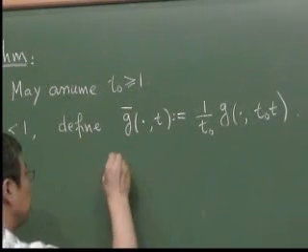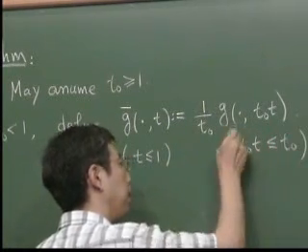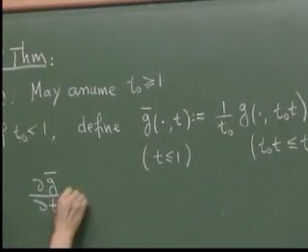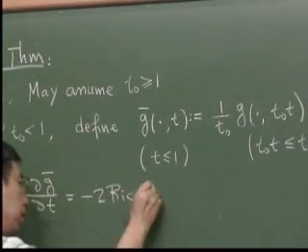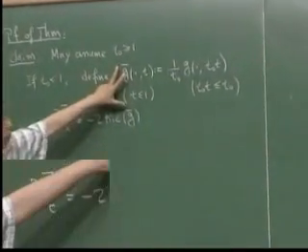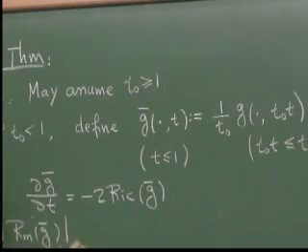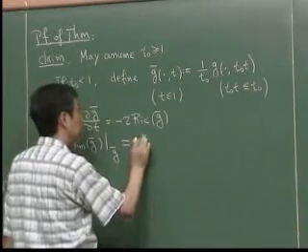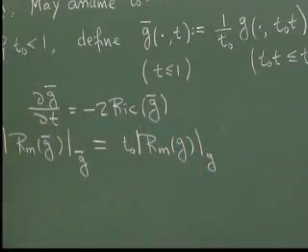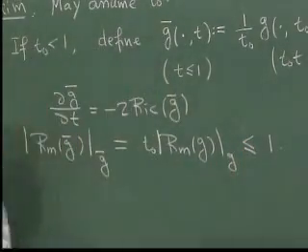Now the flow for this is defined for t less or equal to 1, so then t0 t is less or equal to t0. And you can check, because of the scaling, that dg bar dt still satisfies the Ricci flow equation. The time corresponding to t0 for g bar is equal to 1. And the curvature of g bar, if you compute the norm, will be t0 times the corresponding curvature of g. Of course, you have to change the time. So this is still less or equal to 1.